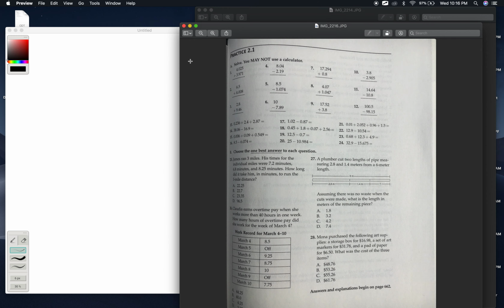Okay, solve. You may not use a calculator. Well, that's okay because we don't need one because we're all super smart. I'm not going to do all of these. I'll do one addition and one subtraction from each different row.